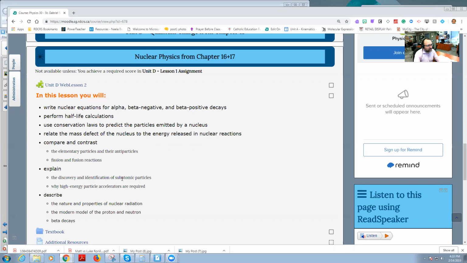Explain the discovery and identification of subatomic particles. Explain also why high energy particle accelerators are required to actually discover how particles work. Describe the nature and properties of nuclear radiation, the modern model of the proton and neutron, and describe beta decay.